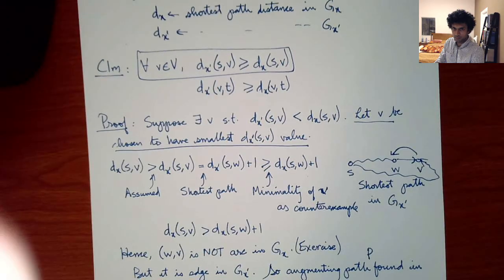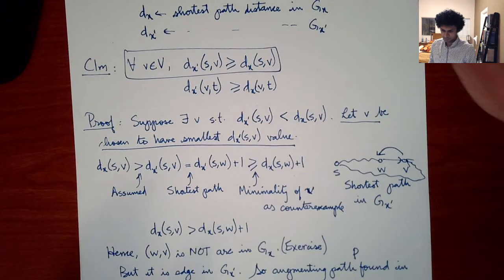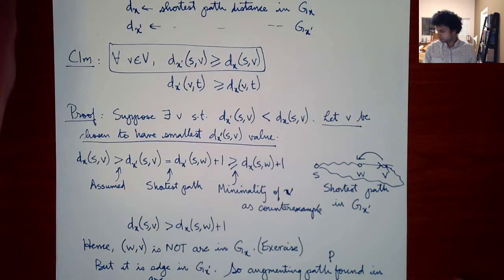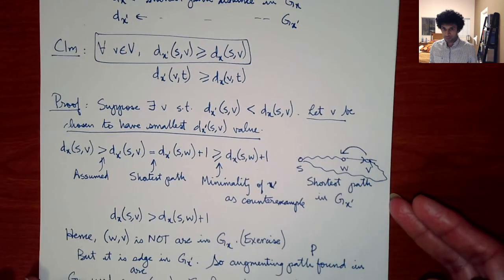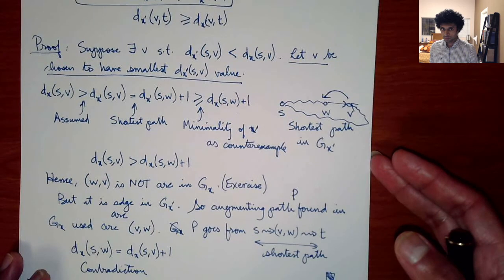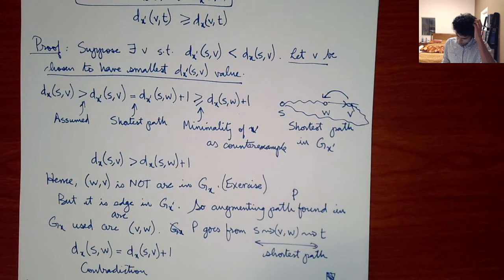Right? Questions? This is a silly one. I just don't understand. What does it mean to have the smallest dx prime value? I thought D is already the smallest, the shortest path.